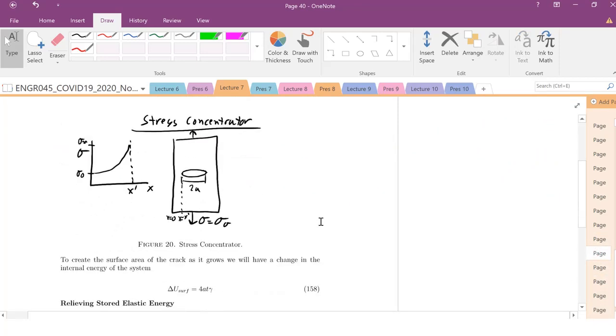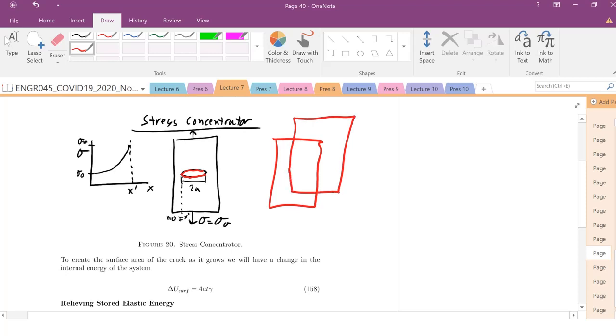Well, let's take a look at this example right here. So I am creating two surfaces, one that's right here and one that's right here. Also, this material is basically three-dimensional, so I'm going to draw it as best I can. This crack basically propagates from here all the way through to this side here. This is going to be the thickness of your material.